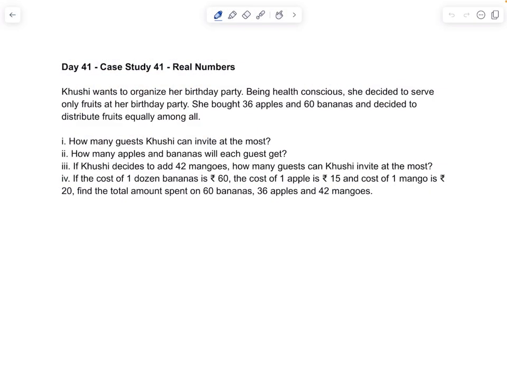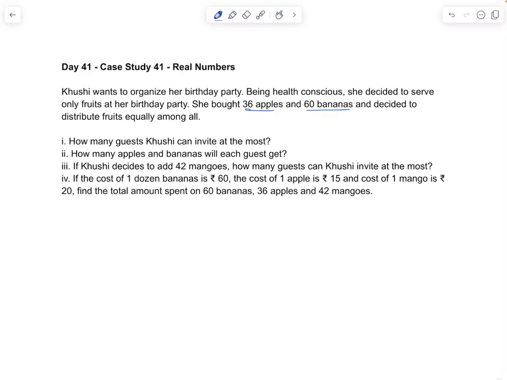The question goes like this. Khushi wants to organize her birthday party. Being health conscious, she decided to serve only fruits at her birthday party. She bought 36 apples and 60 bananas and decided to distribute fruits equally among all. Based on this, we have to answer the following questions.